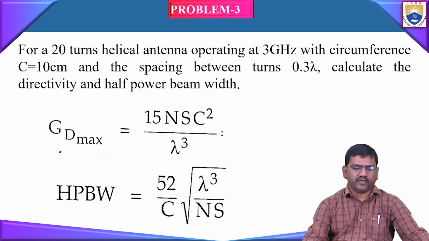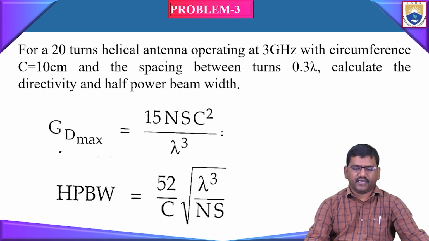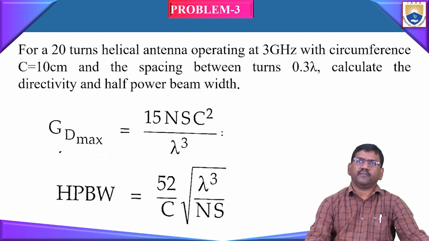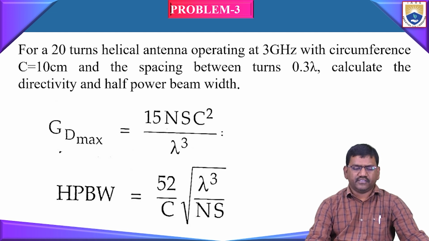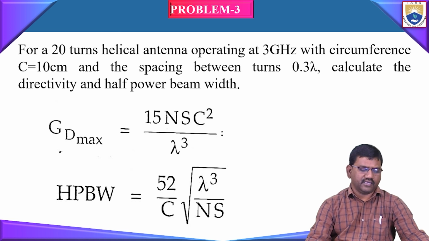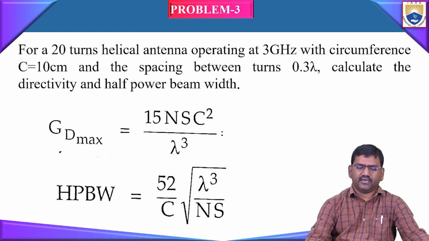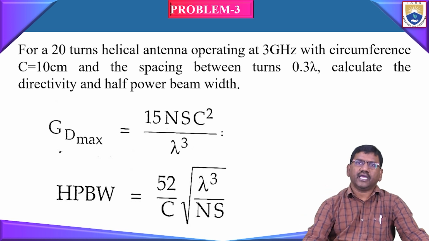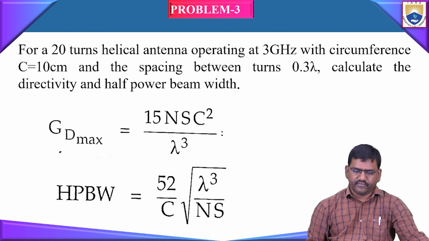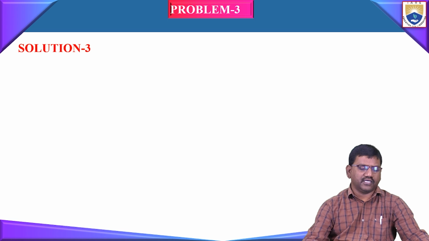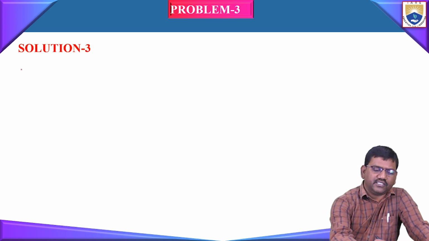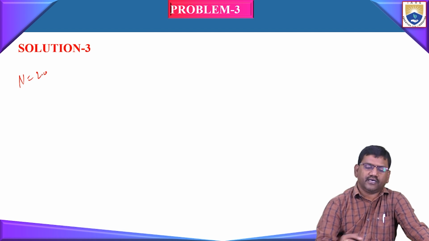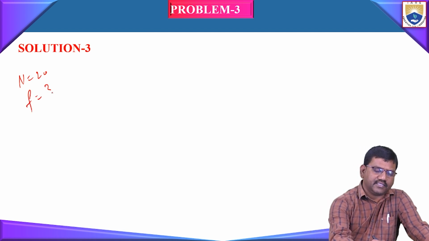Now let us do a problem on a helical antenna. For a 20-turn helical antenna operating at 3 GHz frequency with circumference C equal to 10 centimeters and the spacing between the turns 0.3 lambda, calculate the directivity and half power beam width. So here, according to the given data, the number of turns is given as N equal to 20. The frequency is given as 3 GHz here.